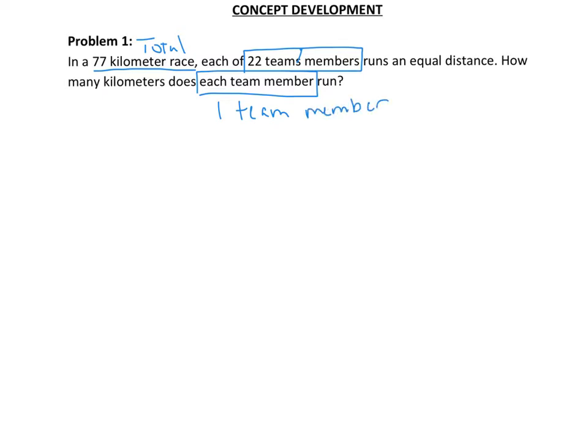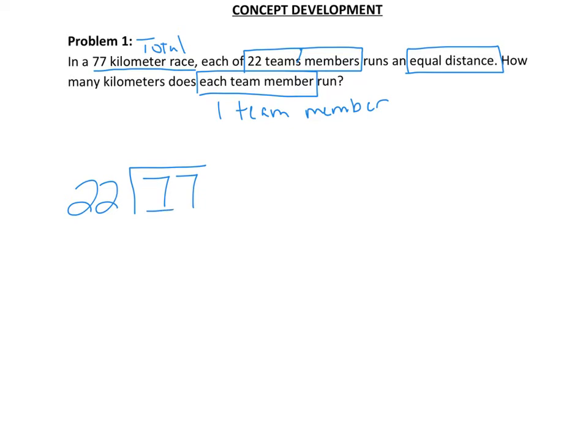So my total would be my dividend, and notice they run an equal distance. So 77 is my dividend. My divisor is how many team members I have. So I've got to figure it out for one team member. So let's think about this. 77 divided by 22. So I need to break it up, make it small.